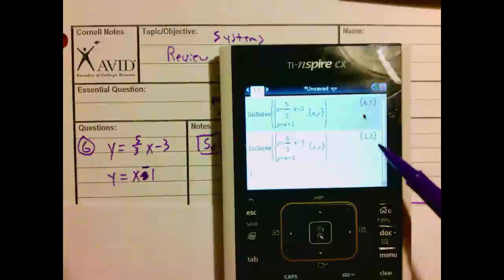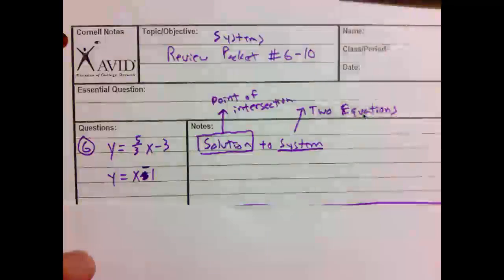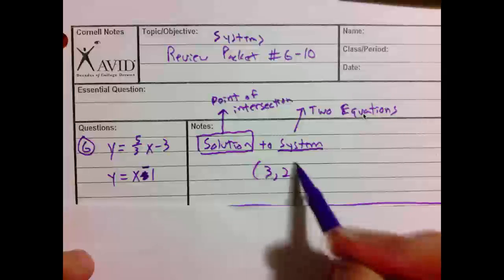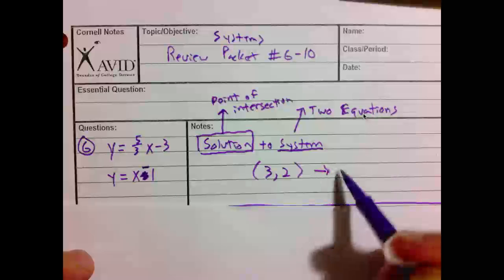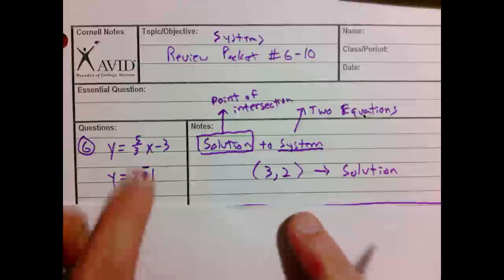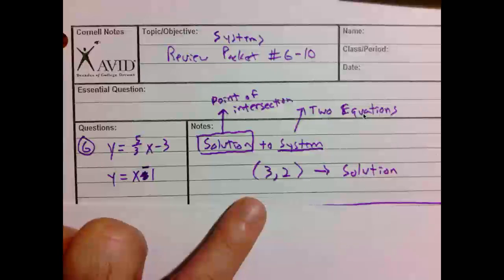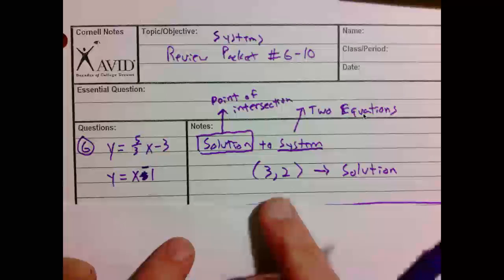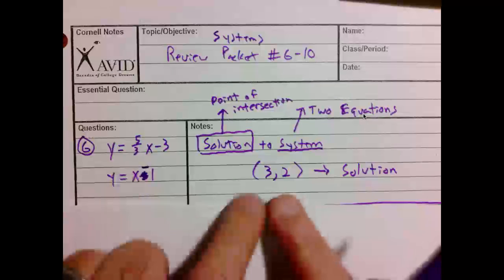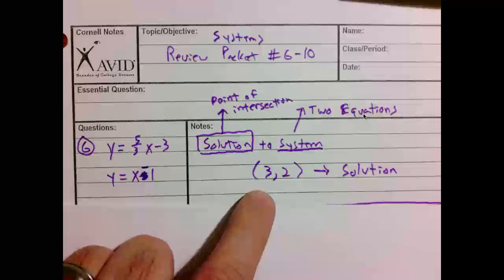3, 2. Hopefully that was the ordered pair that you got. Alright. 3, 2. This is the solution. It's the point of intersection of those two lines. If we graph these two lines, this is where it'll intersect, and I will show that. We will now look and see that these two equations graphically will have this point of intersection 3, 2.